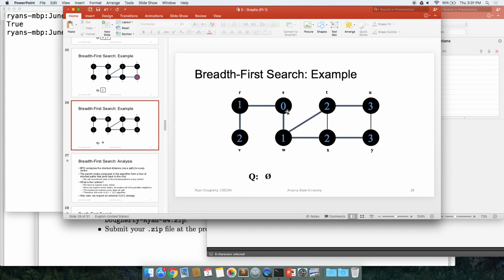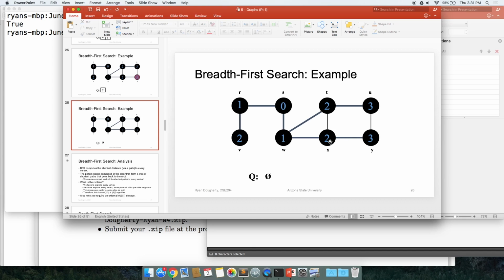So what do I mean? Well, the way we generated these numbers was through the parent pointer thing. So if we look at what the parent pointer of, say, R is, the thing that found R was S, right? The thing that found V was R, the thing that found W was S, the thing that found T was W, the thing that found X was W, and U was found by T, Y found by X.